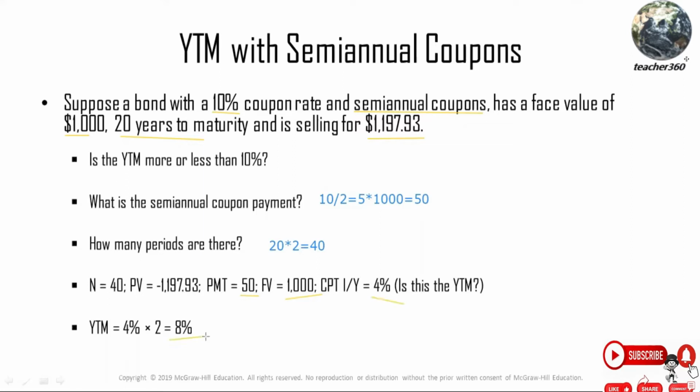We have already learned that when YTM is less than the coupon rate, the bond price is higher than face value. Here our YTM is 8%, which is less than the 10% coupon rate. So in that case, our bond price is 1197.93, which is higher than 1000. So it is a premium bond. In a premium bond, only the coupon payment is the main profit for the investor.